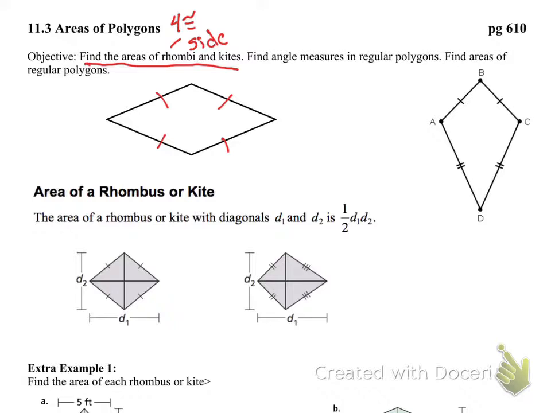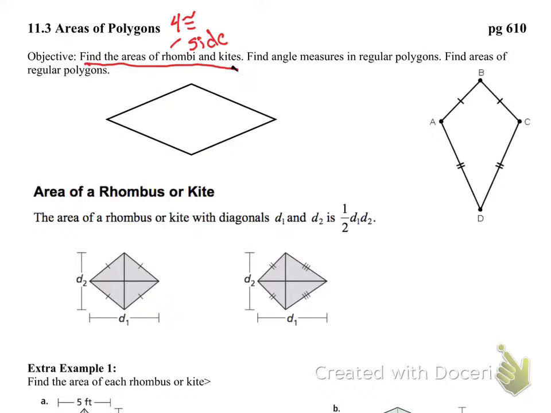And then our kite here has 2 pairs of congruent sides, but they're adjacent. So again, this side and this side are adjacent, along with this side here and this side here are adjacent and congruent.